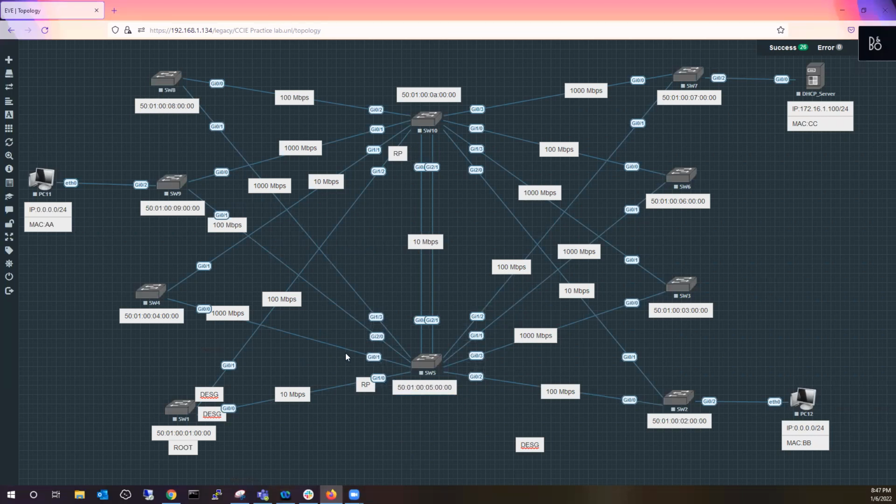Perfect. Now, as far as the links between switch 10 and switch 5, which link is going to be blocking and which one is going to be forwarding? And this is going to complete our selection of who's going to be the designated switch. Which one are we blocking? Between switch 10 and switch 5.